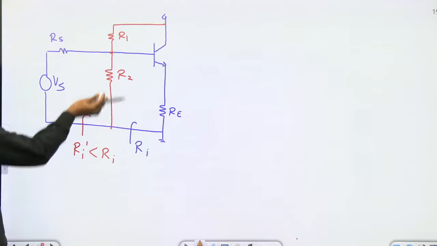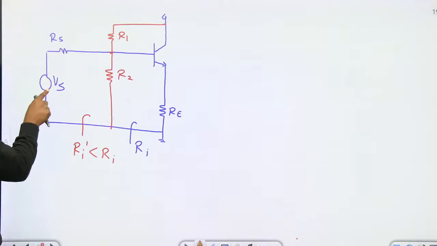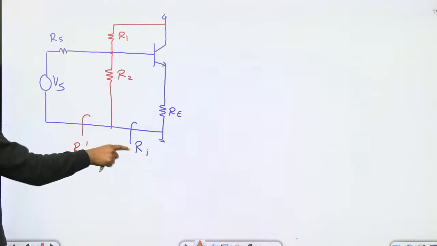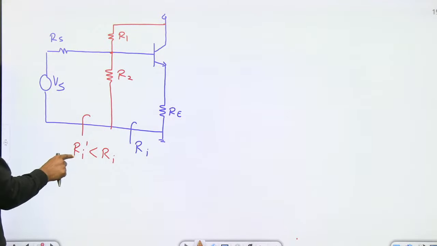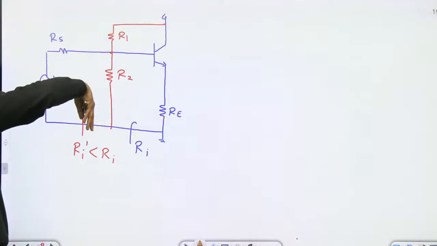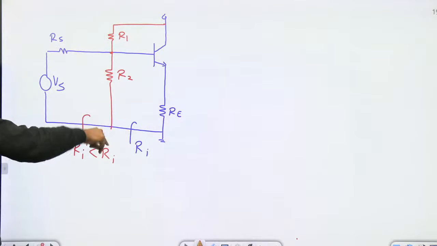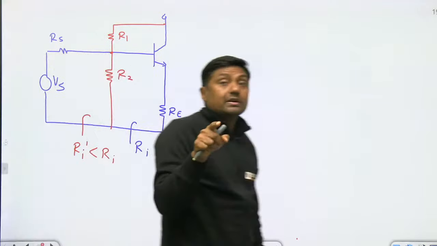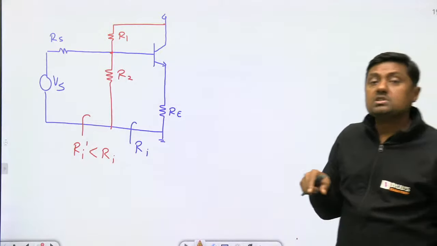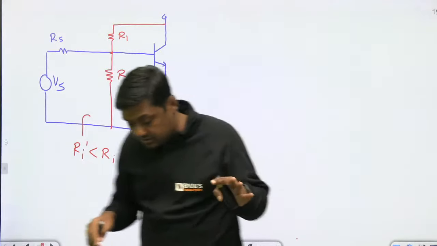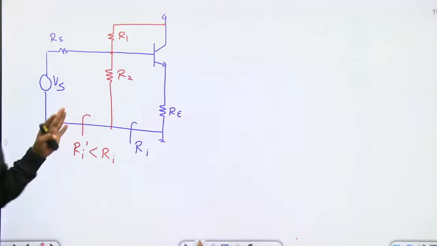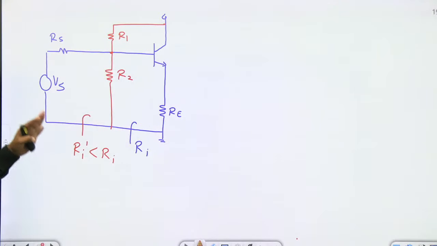Definitely, initially when there is no potential divider biasing, what is the resistance seen by the Vs? Ri. Now what is the seen? Ri dash. Ri dash is, we are connecting something parallel to Ri, and that's why the input resistance will what? Decrease. Input resistance will decrease, it will not increase. So that is the drawback of this circuit. Okay my dear friends, this is the drawback of this circuit. This is the disadvantage of potential divider circuit.